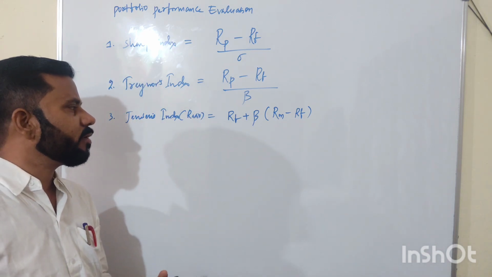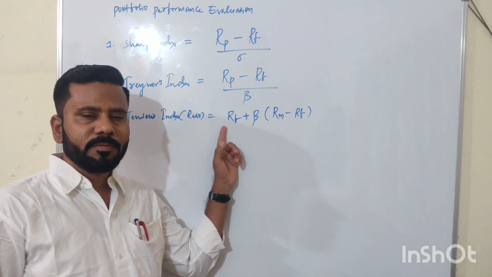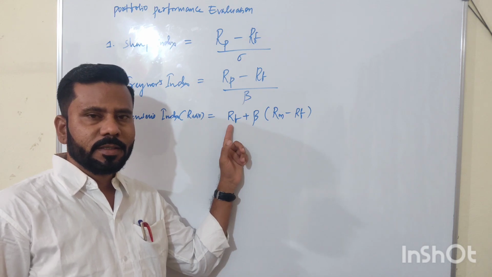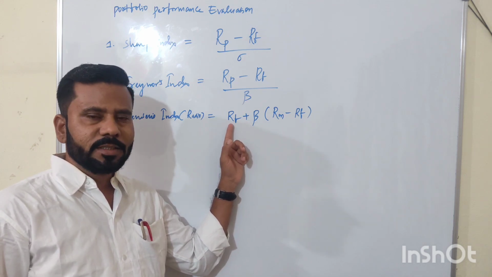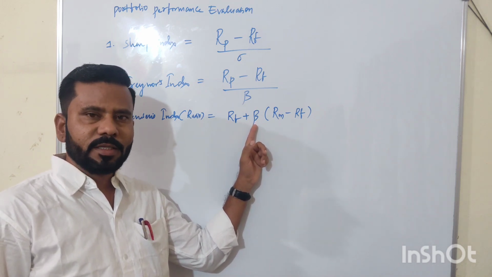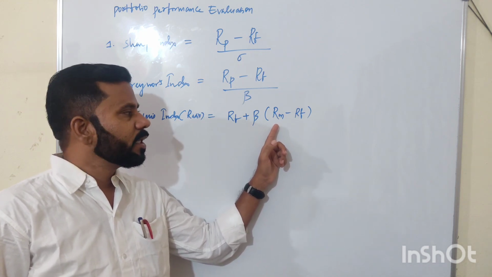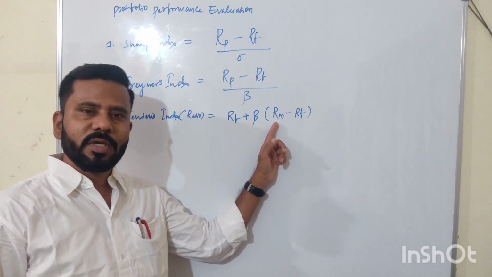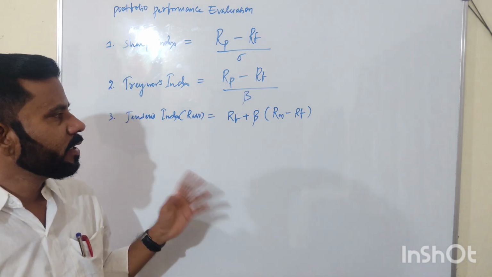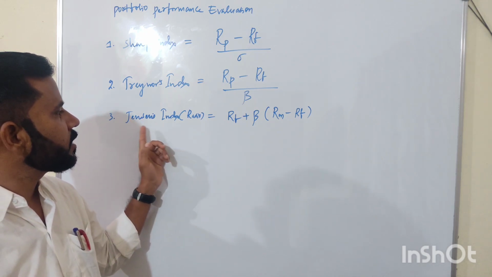Yes, it is a very simple formula, because RF, the risk-free rate, we find in the problem, and beta also we get in the problem, and market return, of course, we also get from the problem. So this gives Jensen's index or Jensen's ratio.